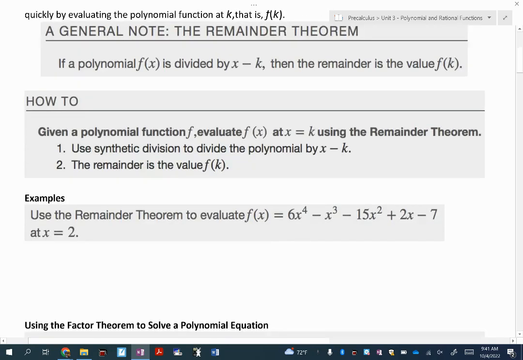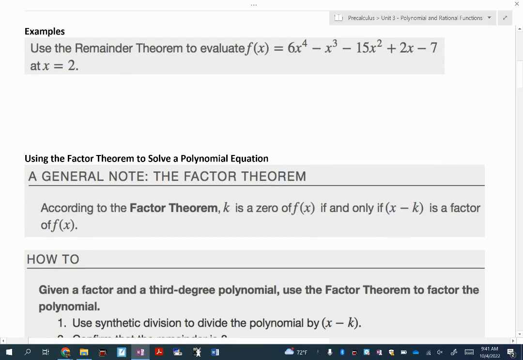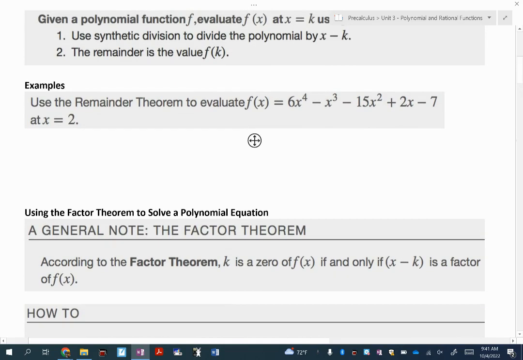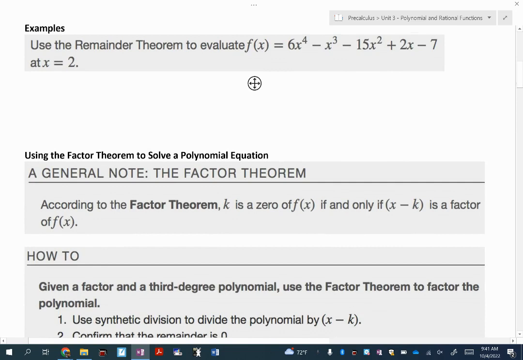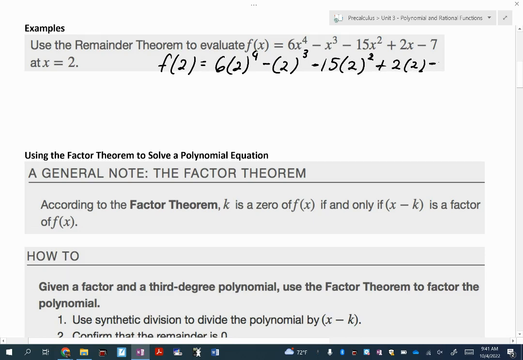So there's a lot of reading here, but essentially what I want to show you is that if you were to do that same thing that we did in the last lesson with synthetic division, but evaluate this function at 2, you would get what that value is equal to. So what you would do normally without synthetic division is write f of 2 equals 6 times 2 to the 4th power minus 2 cubed minus 15 times 2 squared plus 2 times 2 minus 7. Whatever that is going to be is my value when I evaluate it.